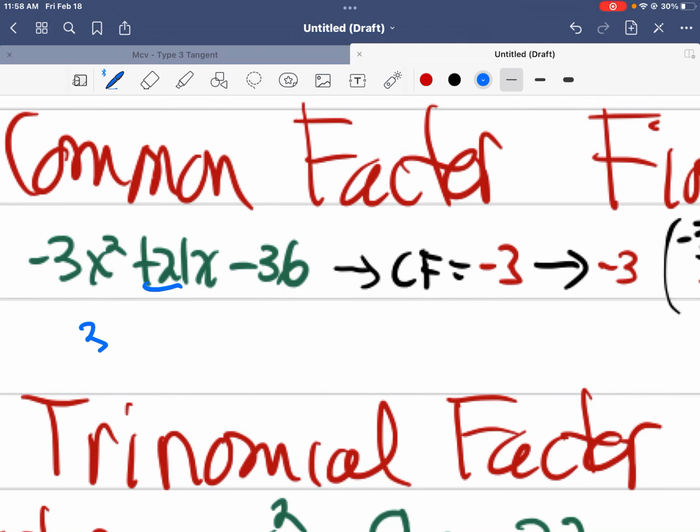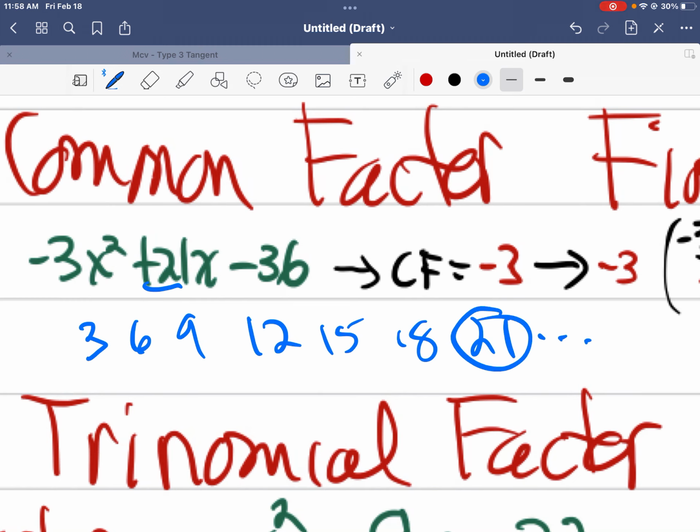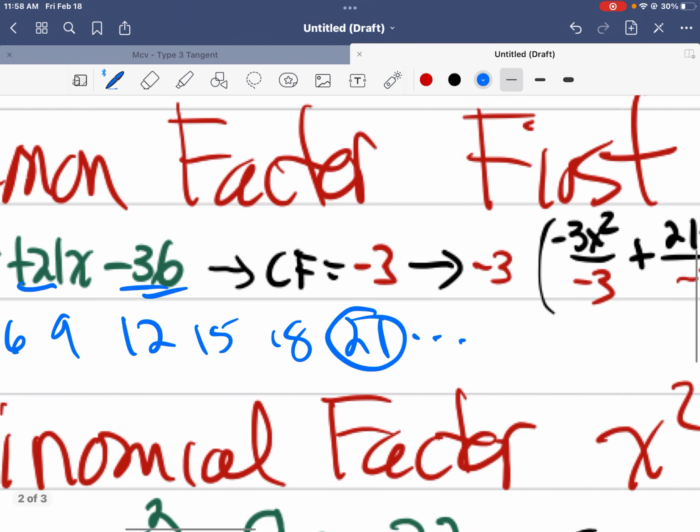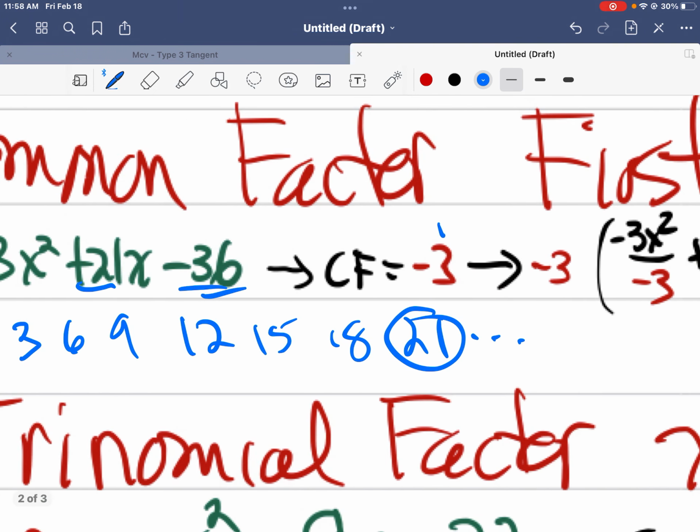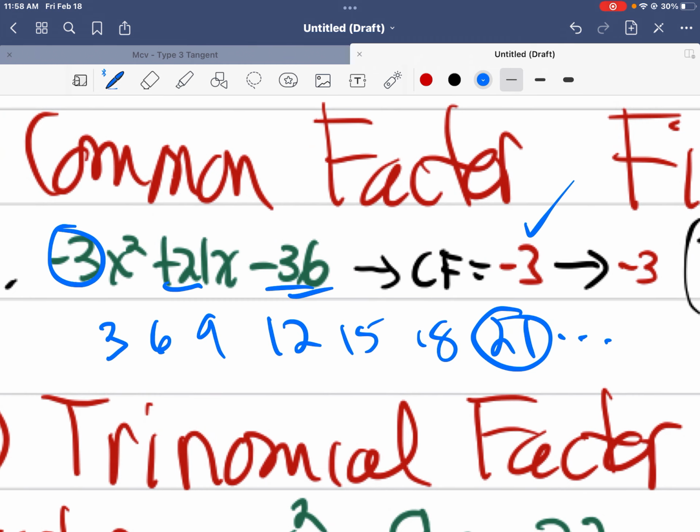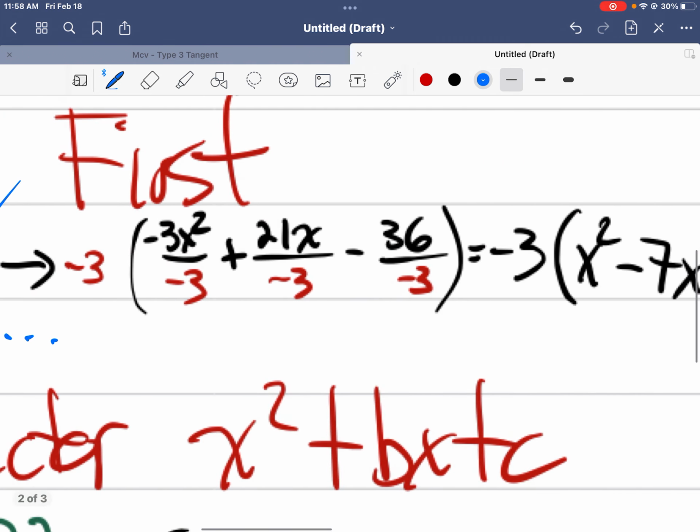Because the row goes 3, 6, 9, 12, 15, 18, 21. So yeah, 3 is a factor of 21, and it goes in 7 times. If I kept going, I would find that 36 also has 3 as a factor. So my common factor in this case, I always factor out a leading negative, so I'm going to factor out the negative 3 there.